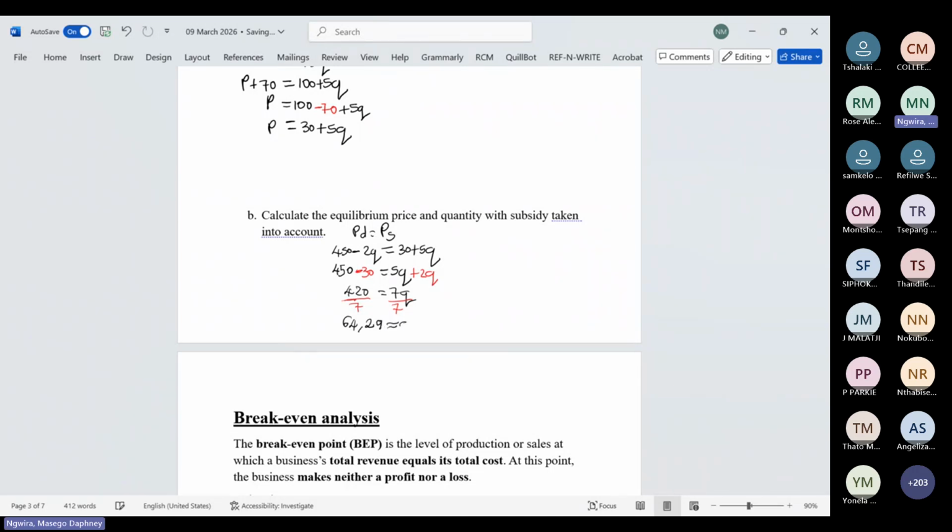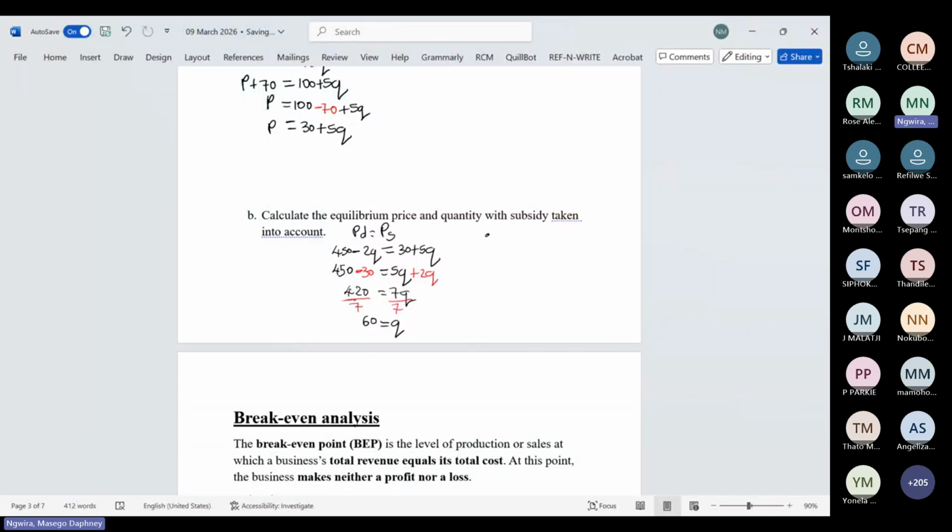Sorry, 420 divided by 7 is 60. I divided 450 by 7 by mistake. Sorry, it's 60. Okay, so our Q is 60.